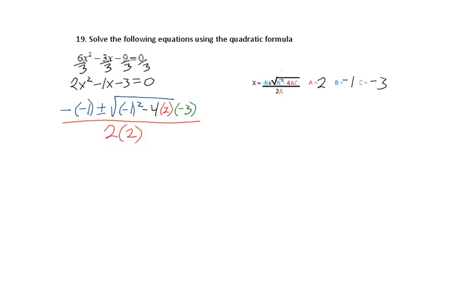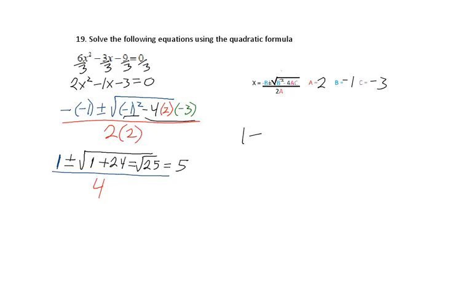So again, double negative means positive, positive 1. And on the bottom, 2 times 2 is 4. But let's work the inside. Negative 1 squared is positive 1. Negative 4 times 2 is negative 8. Times negative 3 is positive 24. And just like last time, 1 plus 24 is 25. And square root of 25 becomes 5. So in all, you get 1 plus or minus 5 over 4.